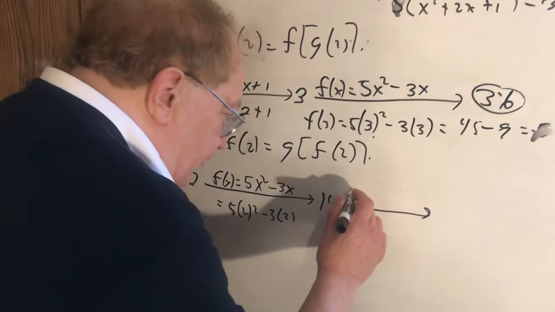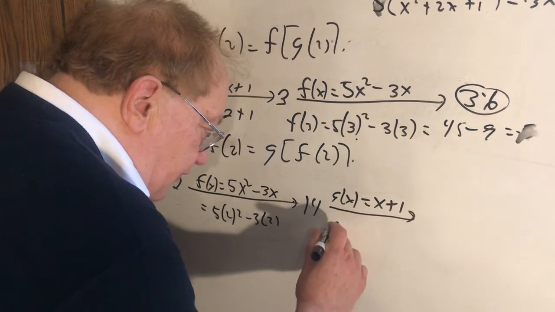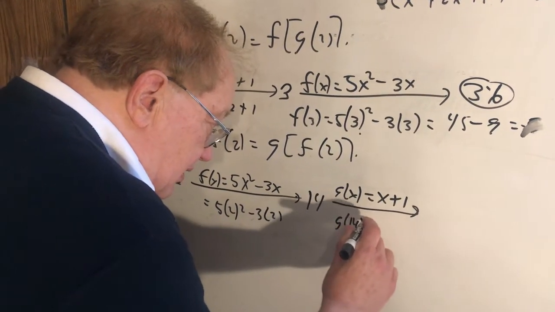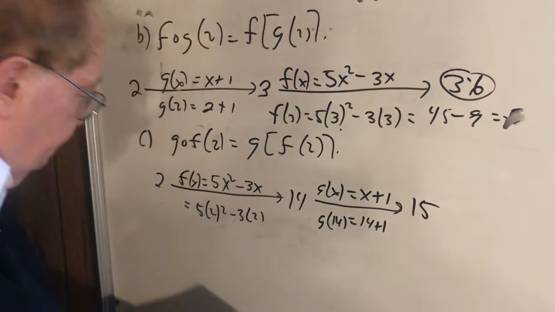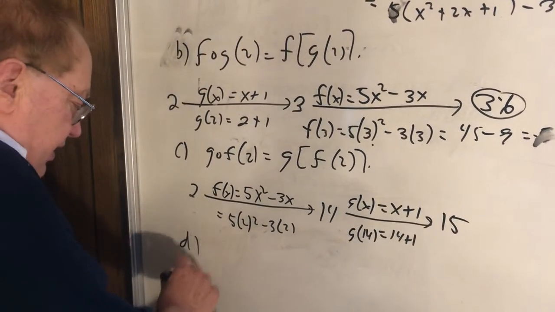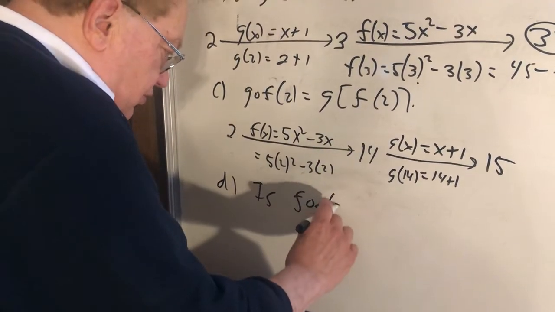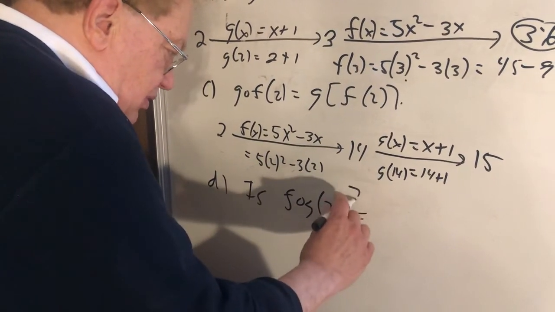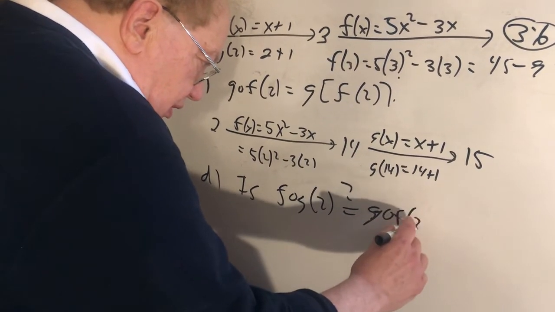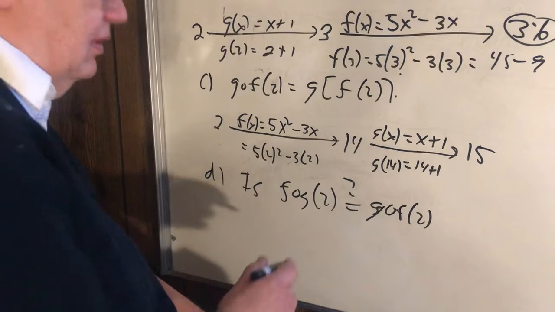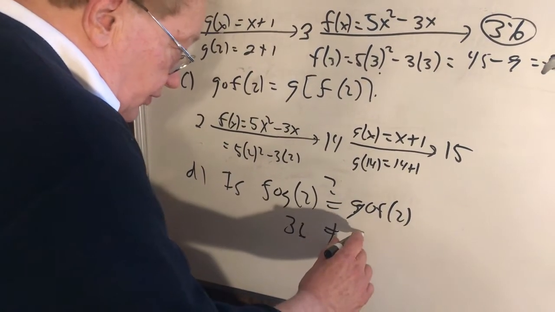Put that in my g machine. g of 14 is 14 plus 1, which is 15. And part D, the answer: is f of g of 2 equal to g of f of 2? And of course it isn't. This is 36, and that is not equal to 15.